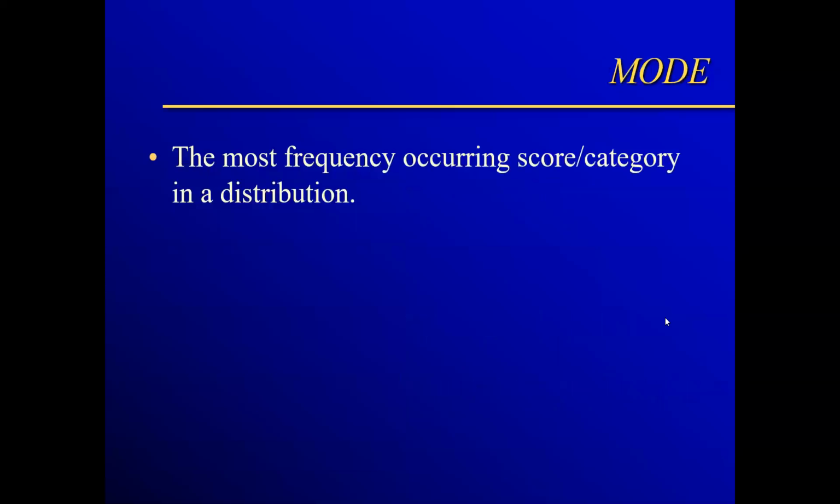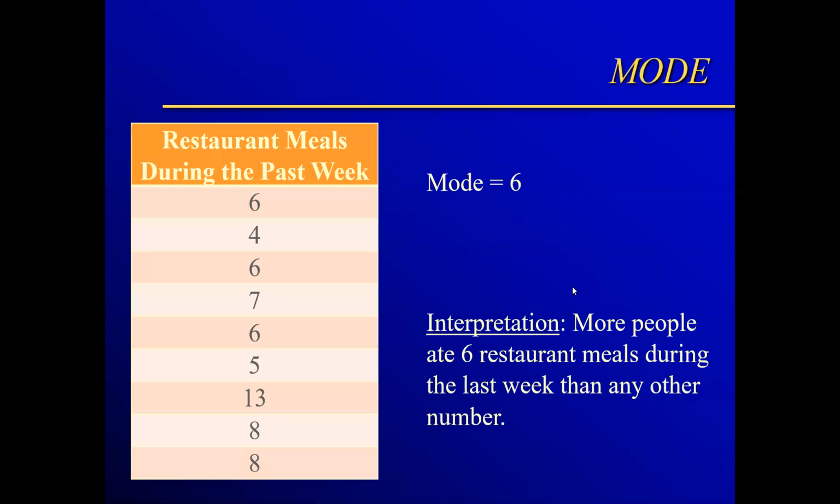All right, mode, also fairly simple. It's just the most frequently occurring score or category in a distribution. You just count up the frequency of each one, and the mode is which one happens the most. So we can see the mode is 6. And our interpretation is, it looks like more people ate 6 restaurant meals during the last week than any other amount of meals.